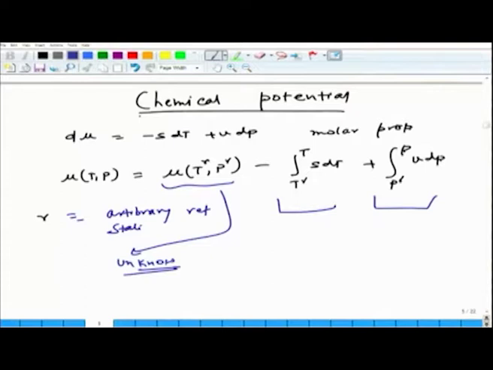Due to the need of an arbitrary reference or standard state, the successful application of this expression depends on the judicious choice of the reference, and that makes it difficult for practical applications. It is not a problem if you want to find out changes in the chemical potential, because this will cancel out, but getting absolute values is not feasible with this kind of expression.